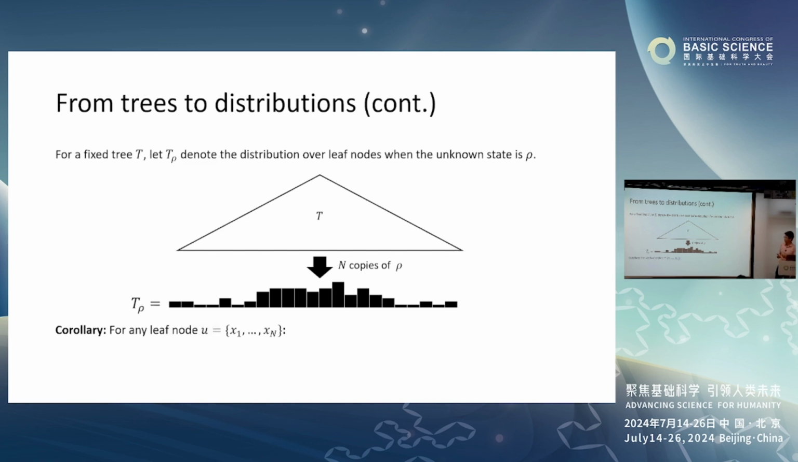Then we have the following corollary. If I take any leaf node and it's indexed by some root to leaf path x1 through xn, then the probability of reaching that leaf node is just a product of the transition probabilities. So it's just the product from 1 to n of these individual transition probabilities. So actually this expression is a big product, but it's actually not that nasty in the end, which is pretty nice. Okay, hopefully this makes some high-level sense.